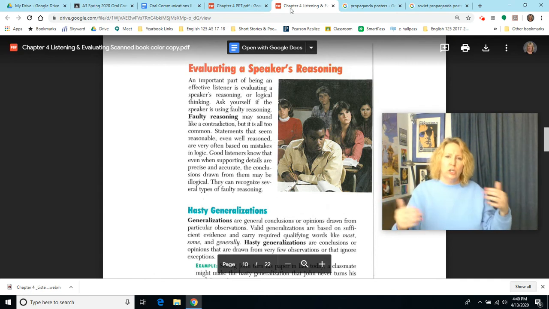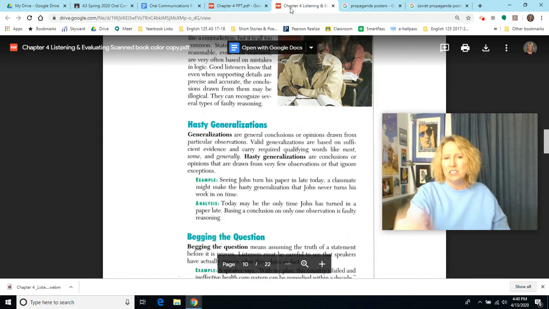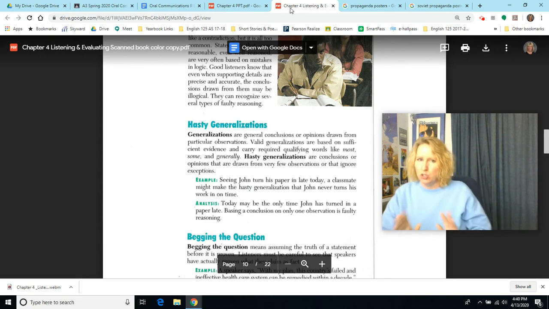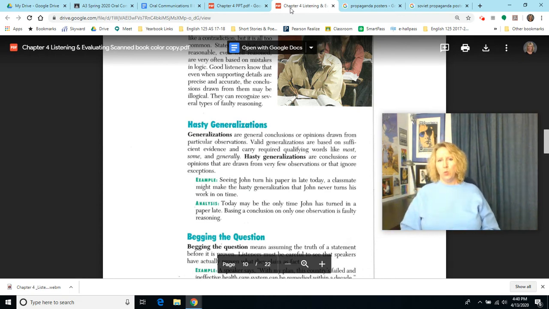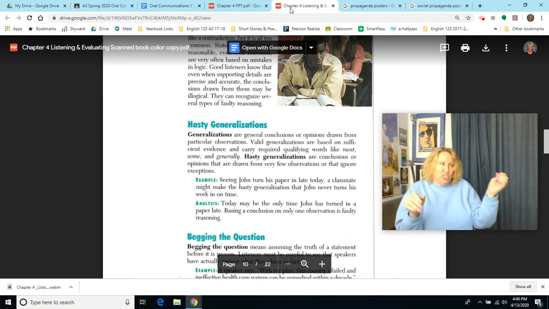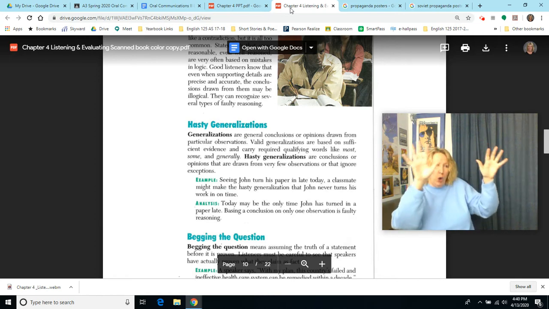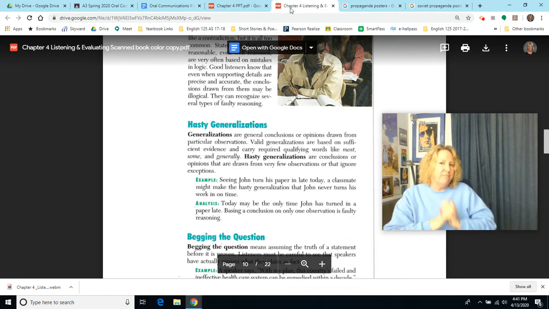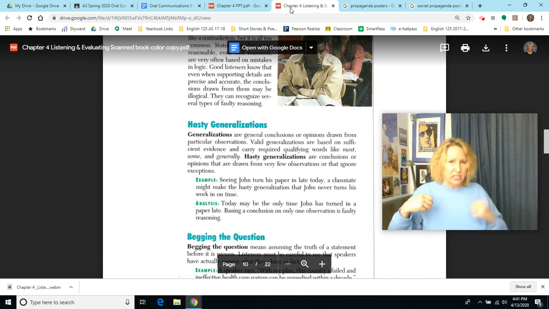Now, as a good listener, you should be able to recognize different types of faulty reasoning. The first one is called hasty generalizations. And just like hasty means, it means too quick. A generalization is when you come to a broad conclusion or an opinion based on just a few observations, but you go too quickly, you jump the gun, and you've made a broad conclusion. It says a valid generalization is based on a sufficient amount of evidence. And when you do make that conclusion, you usually say, well, in some cases, in most cases, or generally, because this isn't scientific, folks.